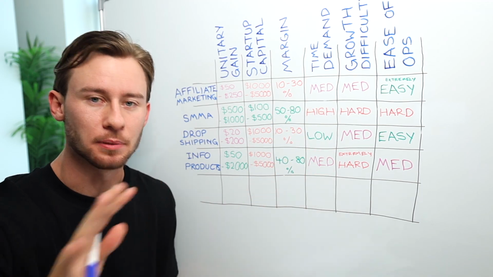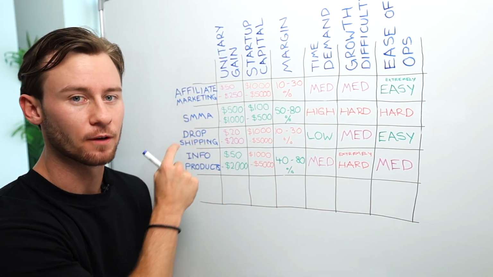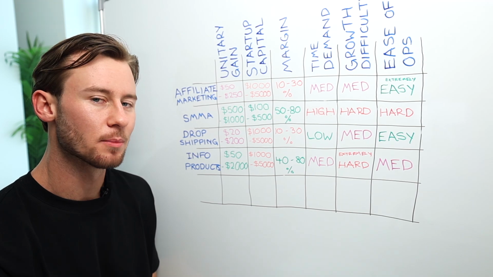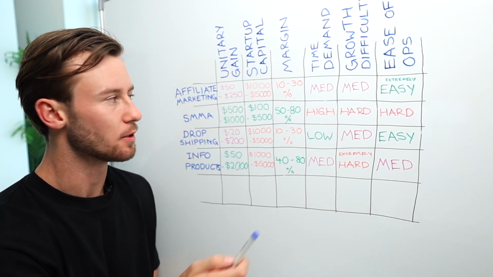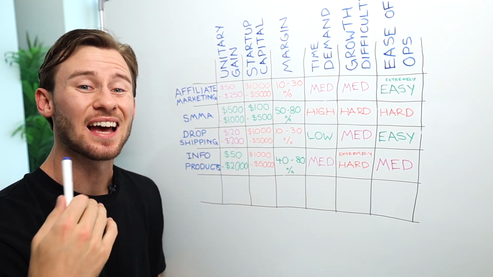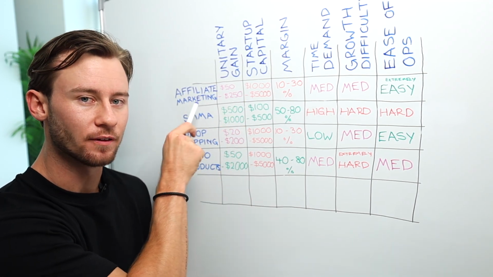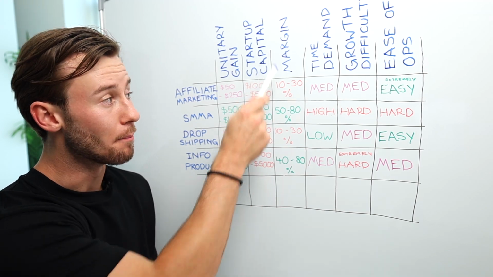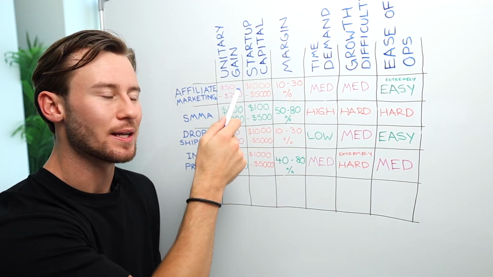I'm thinking you're a complete beginner because that's why you're here and you just want to figure out which one is going to get you to the promised land and make you 100K as quickly as possible. So startup capital, quite expensive. Got to fork out money to get attention on your affiliate marketing offer and actually get sales. The margin on affiliate marketing, anywhere between 10 to 30%.